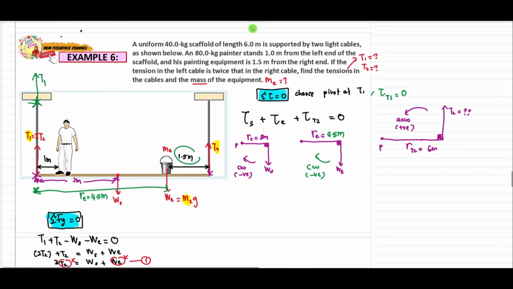Torque due to the weight of the scaffold should be, okay, negative. So negative RS WS plus negative RE WE plus positive RT2 times T2. Okay, sin 90 degree saya tak tulis lah, equal to 0. Okay, so now let's substitute all the values. So we're going to have negative RS tadi 4.5 times WE. Kita dah ada ke? Kita tak ada kan WE. So saya hanya tulis saja WE.